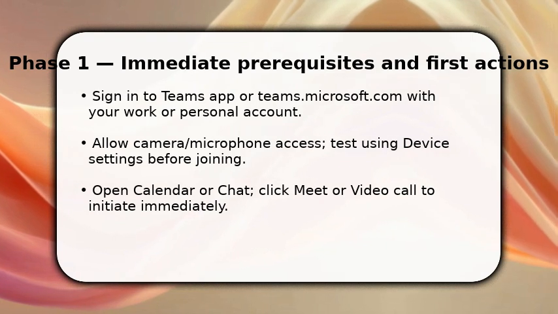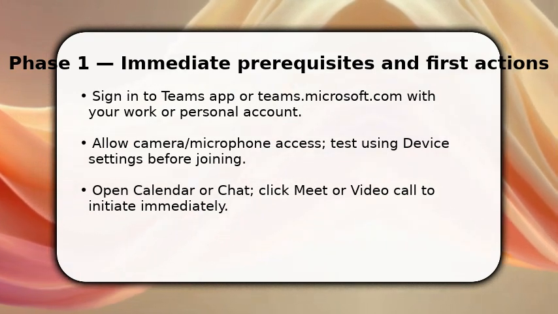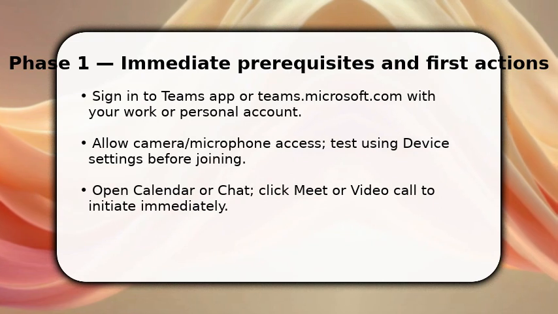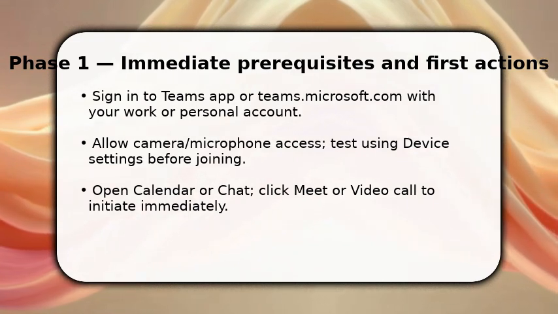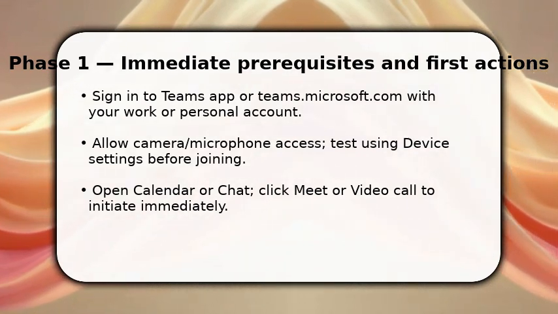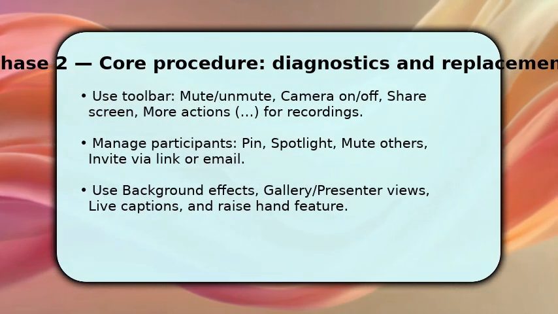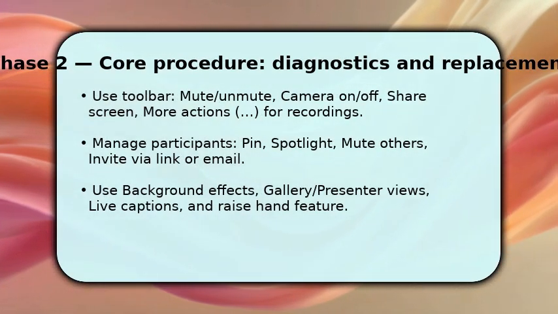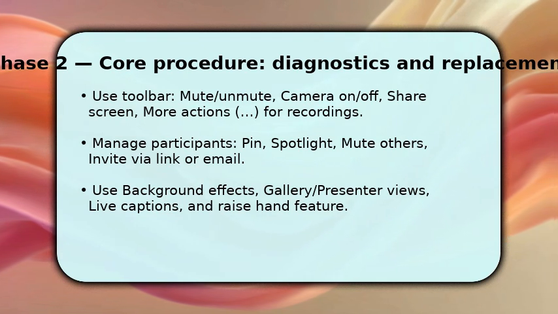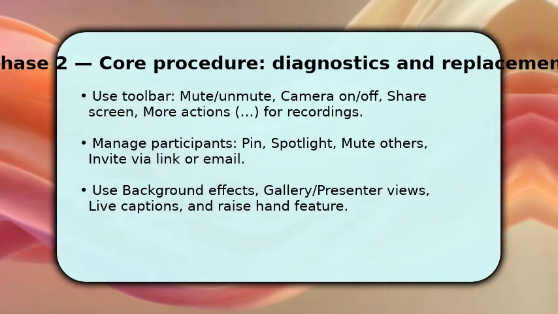Finally, start the call from Calendar or a chat by clicking Meet or Video Call. Once you click, wait for preview to confirm audio and video look correct before joining the meeting. Once you're in the meeting, use the action bar at the bottom to mute, toggle video, and share your screen. Choose window or desktop to control what others see.